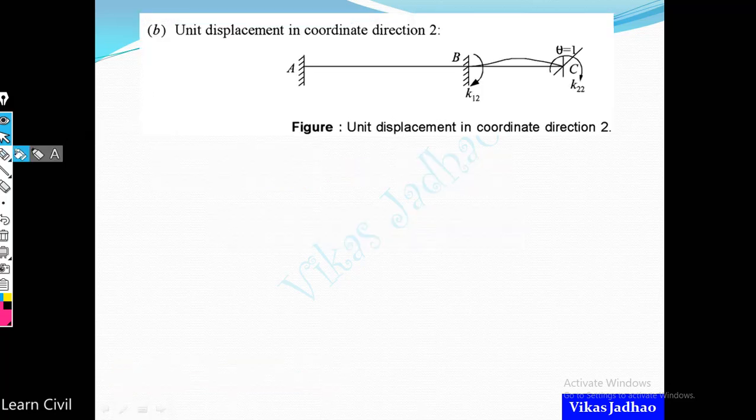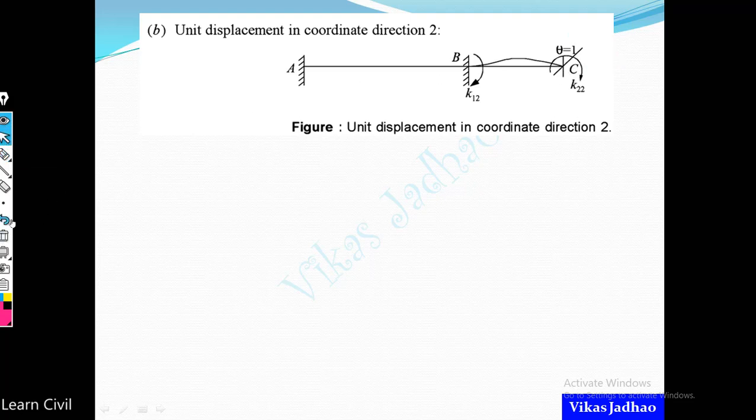Similarly, in the next step, we will be applying unit rotation at joint C, assuming all other supports as fixed, that is A and B, and applying a unit rotation theta C equal to 1 radian at joint C or coordinate number 2.